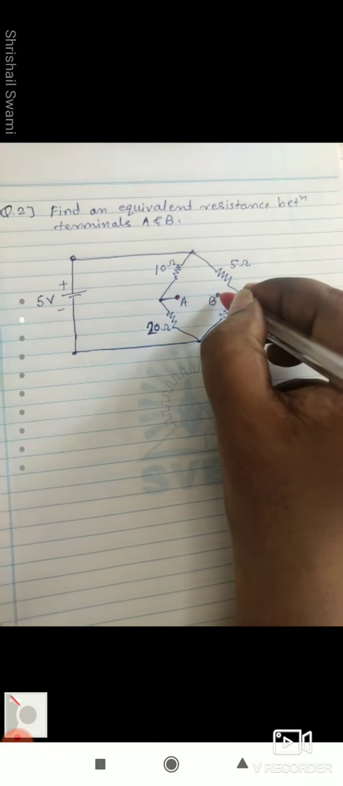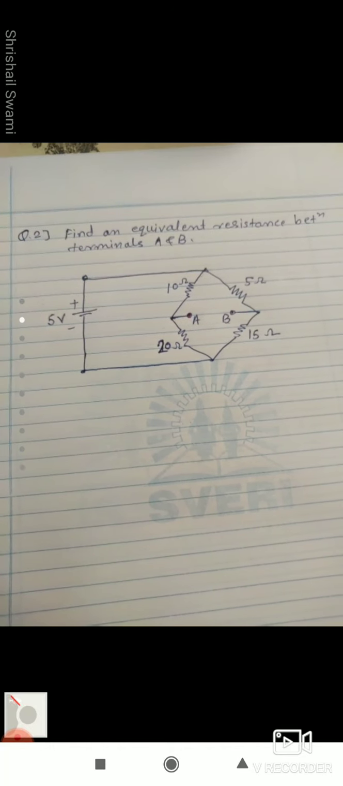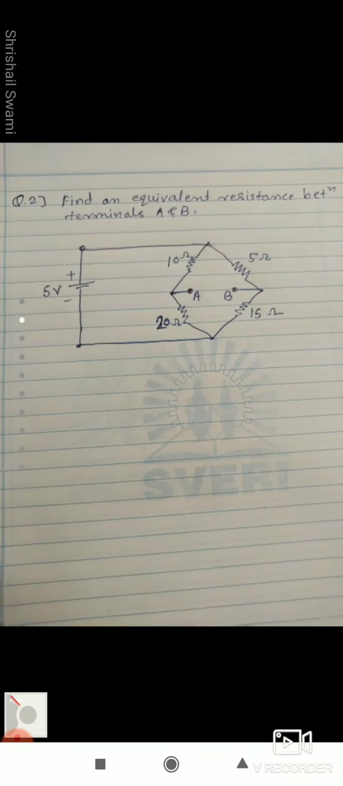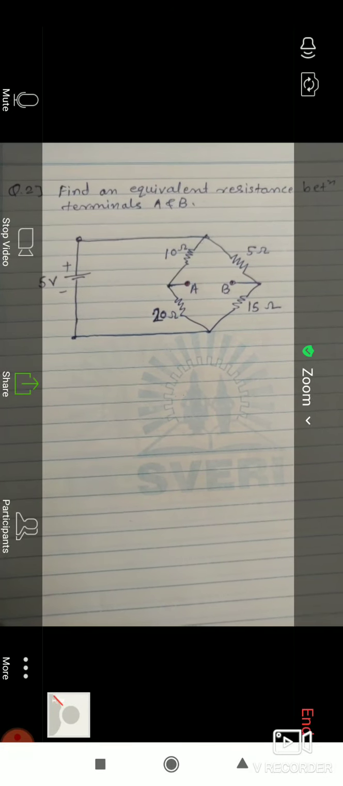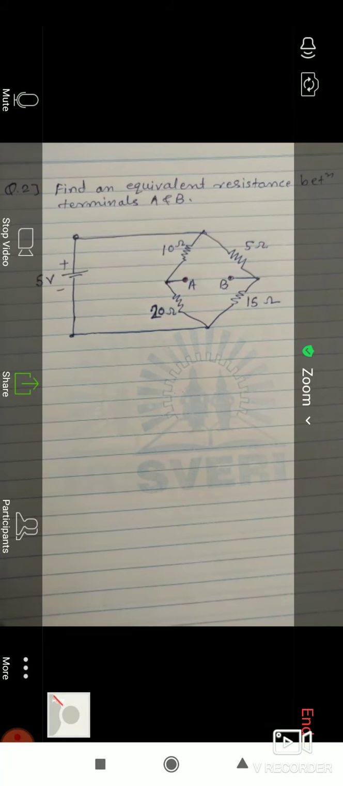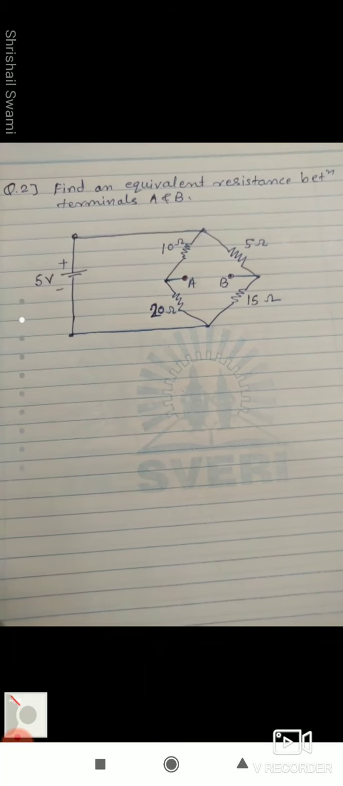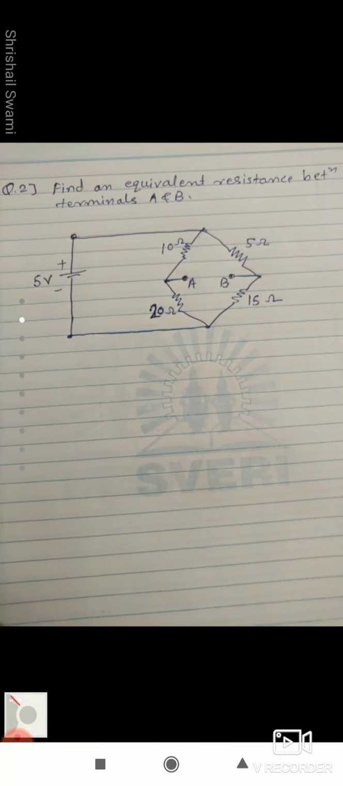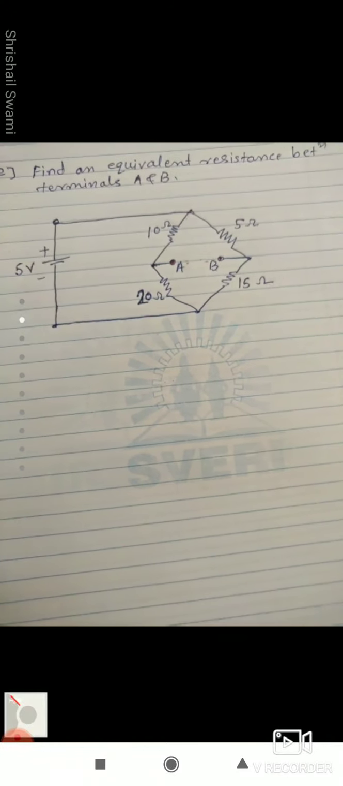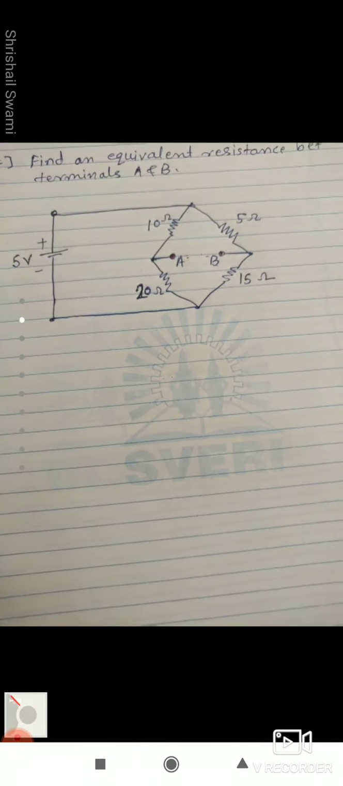First of all, you have to check whether any resistor is connected between the two terminals A and B. In this network, a resistor is not connected here, so it is already open. If a resistor is connected between A and B, you can simply remove it and make it open. Here it is already open, no component is there. In that case, how to find out the equivalent resistance?